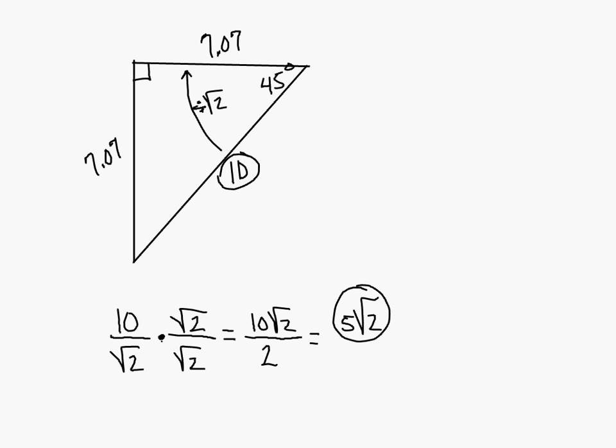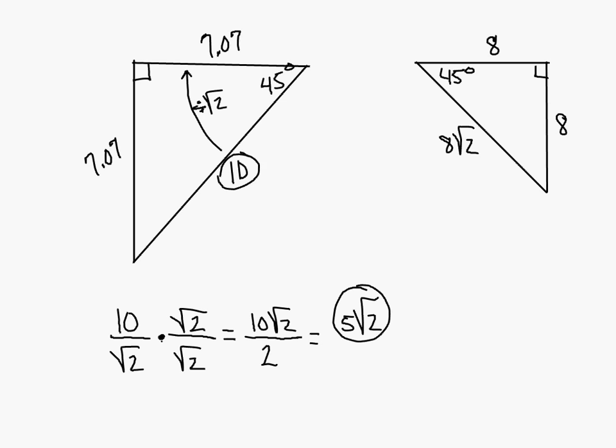The super easy problems are when you get a 45, 45, 90 and you're given a leg. Say you're given a leg that's 8. Well, you know the other leg is 8 because it's a 45, 45, 90. The hypotenuse is just 8 times the square root of 2. That's it in simplest radical form.